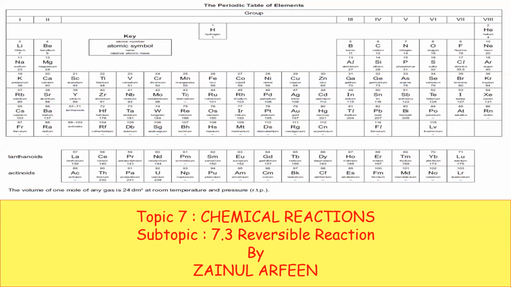So subtopic 7.3 is about the reversible reaction, which means the reactants can form a product and the product can decompose and form back the reactant. We call that a reversible reaction. So we were discussing the effect of changing the concentration and temperature on the position of equilibrium.